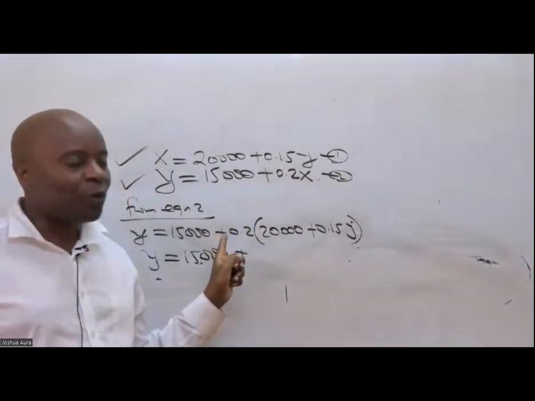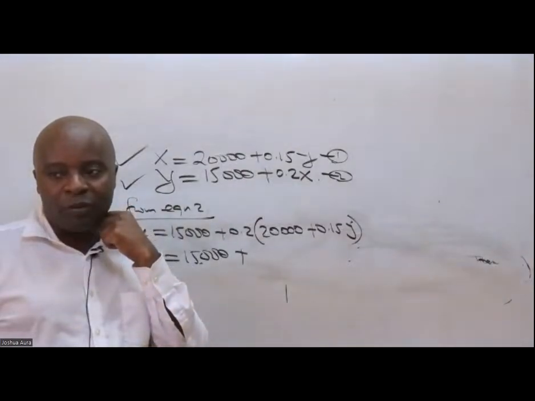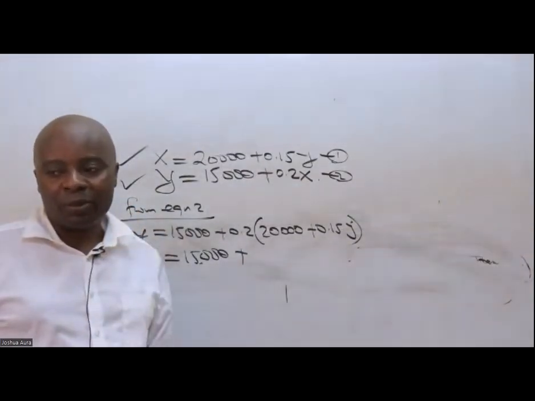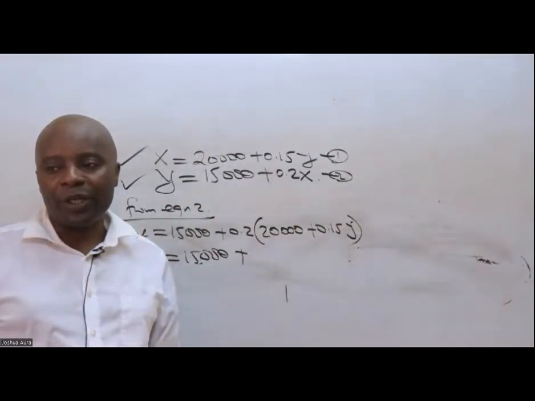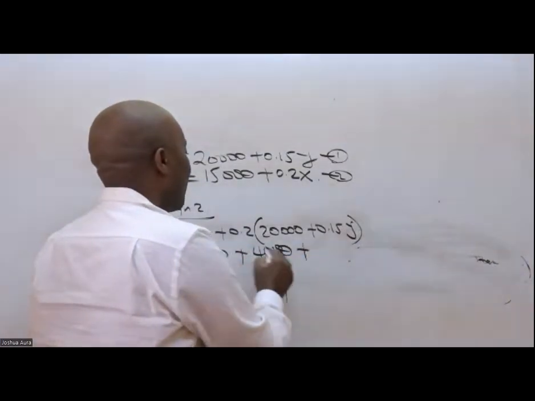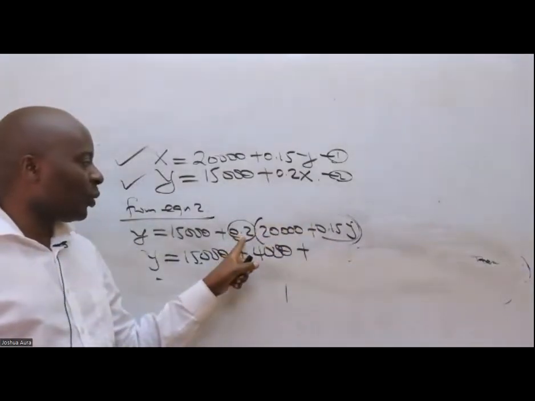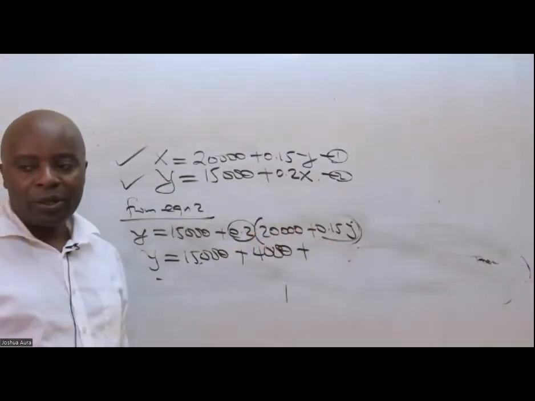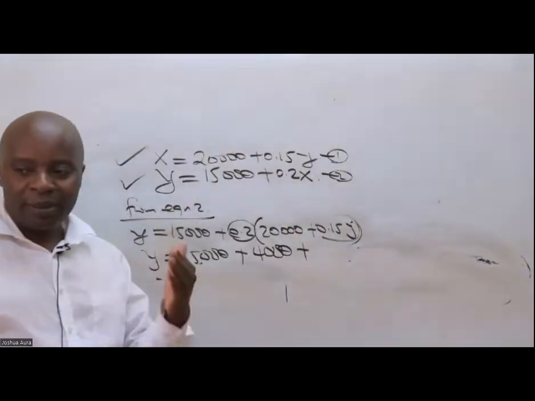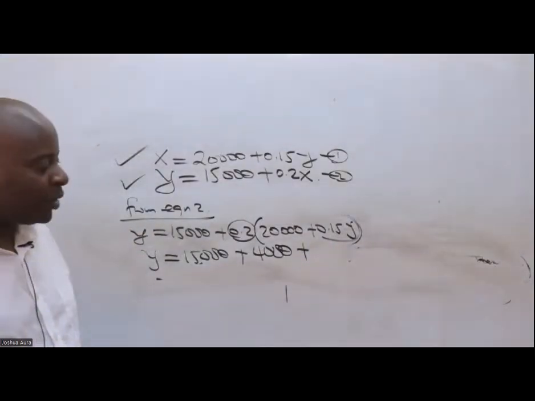When I'm opening the bracket, of course, I expect this to multiply each one of these individually. So 20,000 times 0.2 will give me what figure? 4,000. Plus, how about this with this? Because we are distributing this to each of the terms. So 0.2 times 0.15Y, 0.2 times 0.15 will give me what figure? You guys are brilliant. So 0.2 times 0.15 will end up giving me 0.03Y.